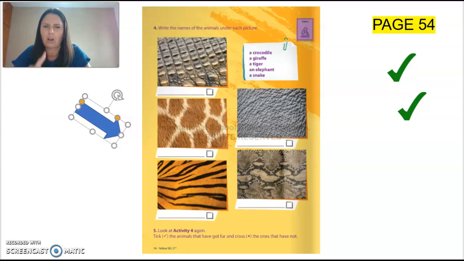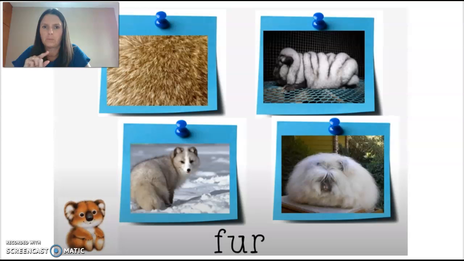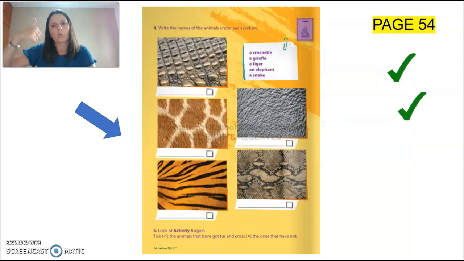What is fur? Let's review. This is fur, okay? Pelos. So, page 54, write the name of the animals and choose two animals that have fur, okay?